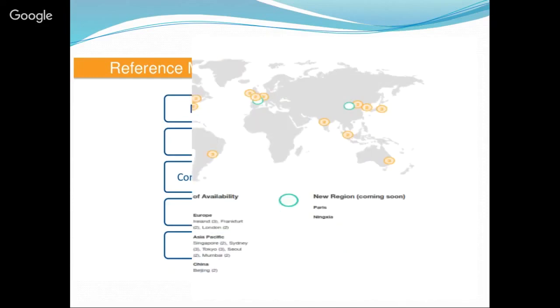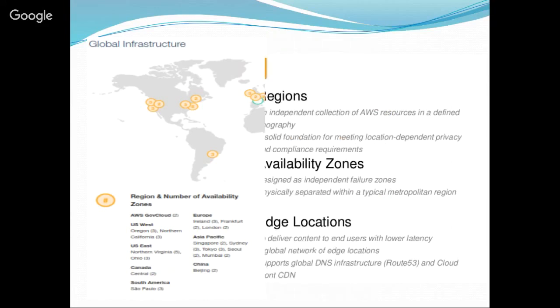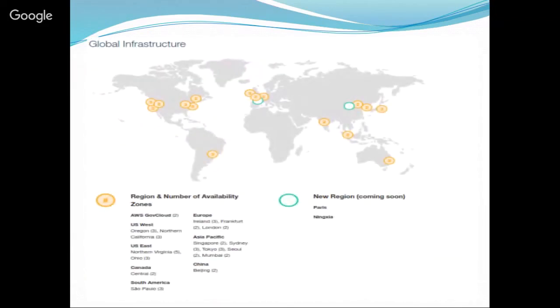Let's look at the global infrastructure. This is a global map. Here you can see regions, edge locations, and availability zones. When it comes to regions, a region is a collection of AWS resources, and it's separated geographically. Here you can see there are 16 regions available right now.